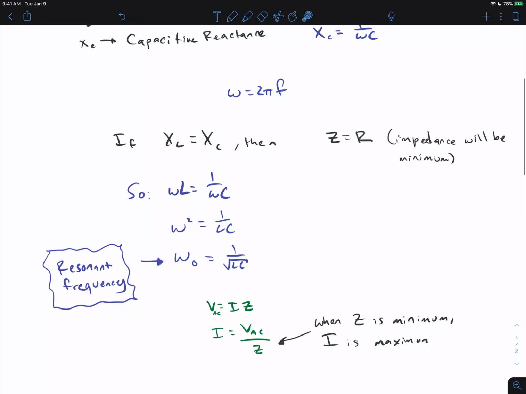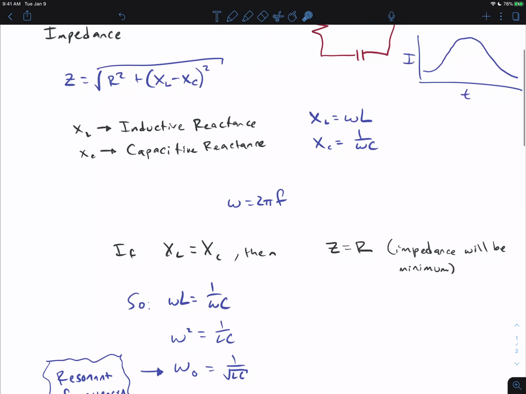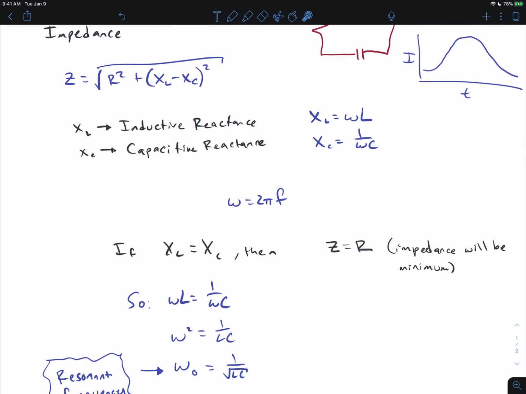So here I've kind of outlined, if you look at this as Ohm's law, but now what I've done is I put this as an AC voltage, and instead of R, I've put in Z here. If I want the maximum current, then I need the smallest Z, because I have I is equal to my voltage source over Z. If I make Z very, very small, then my current will be the largest, right? Okay, so that's what we're doing. We're trying to make Z as small as possible when we set XL and XC equal to each other.